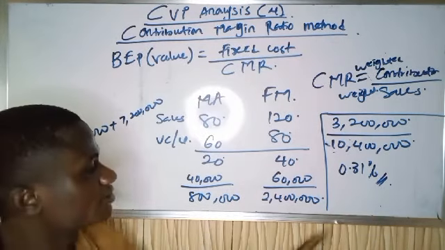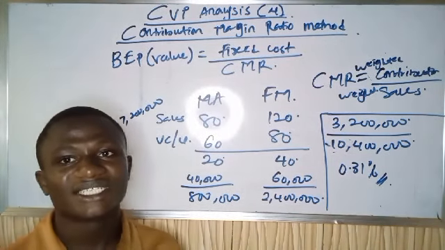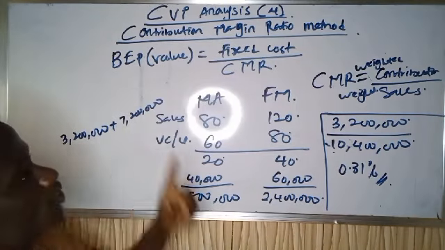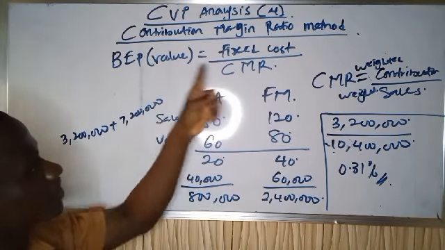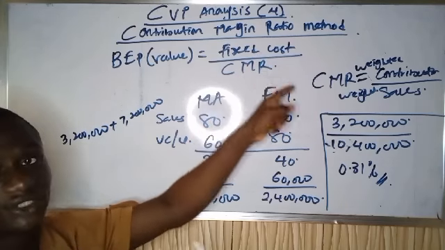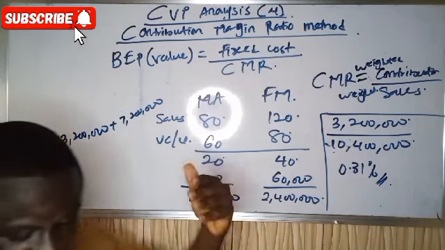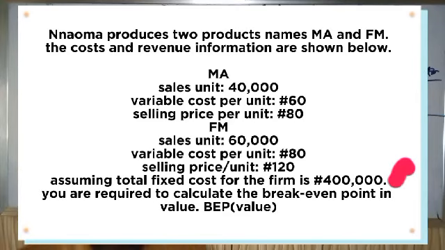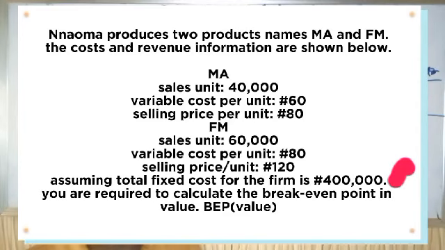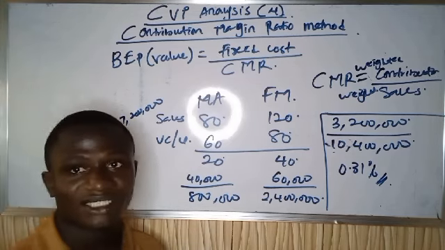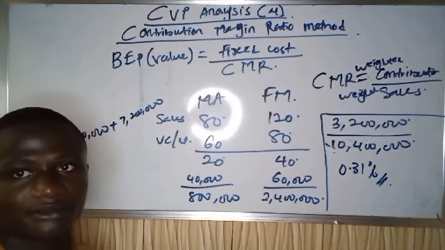Now, since I've gotten my contribution margin ratio, it's very easy for me to get my break-even point in value, because we already established a formula that break-even point in value is fixed cost divided by contribution margin ratio, and my contribution margin ratio is 0.31. And our fixed cost from our question is 400,000. So it's very easy for me to calculate my break-even point in value. Let's see how we're going to get that.